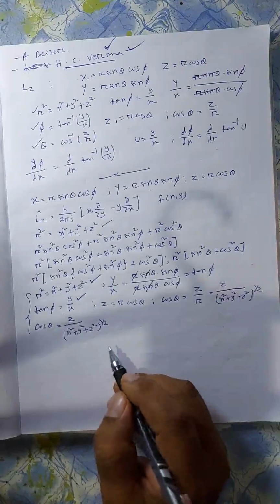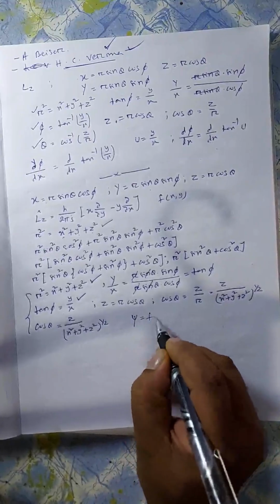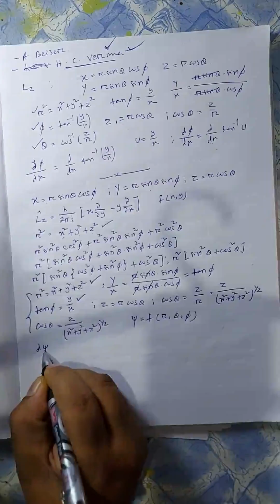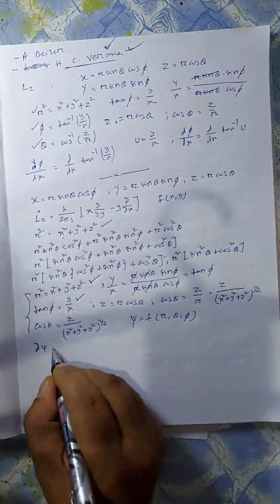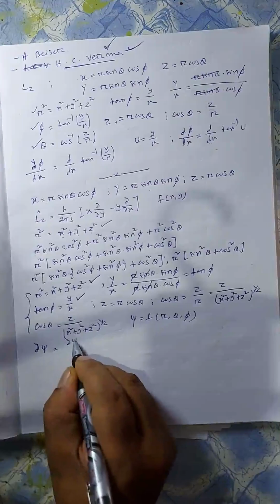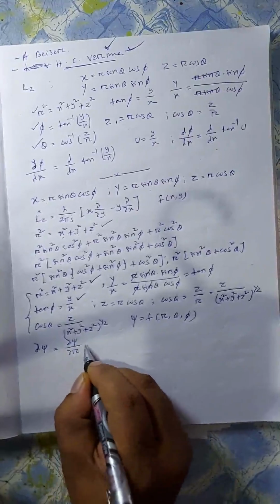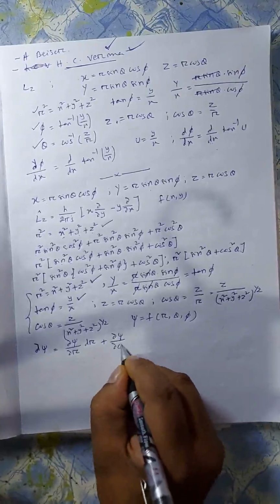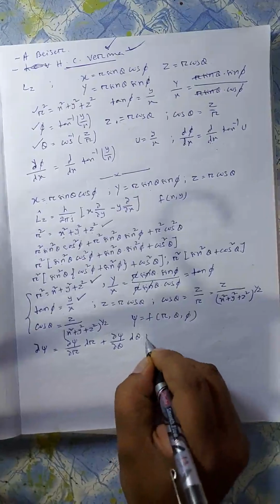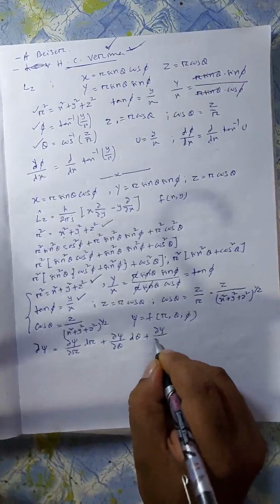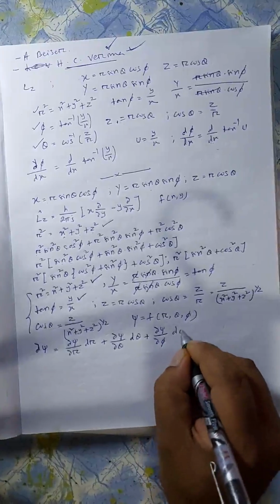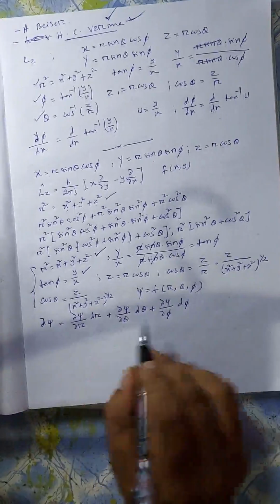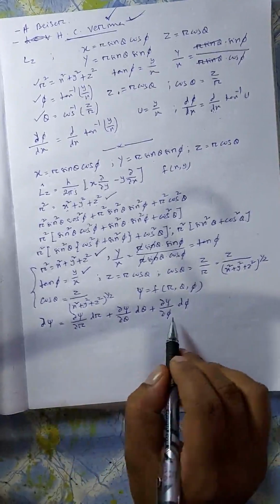So then what happens? Now we know that psi is a function of r, theta, phi. If we consider the partial derivative, dou psi is equal to dou psi by dou r into dr, plus dou psi by dou theta into d theta, plus dou psi by dou phi into d phi. These three things we know. This is how you get dou psi.